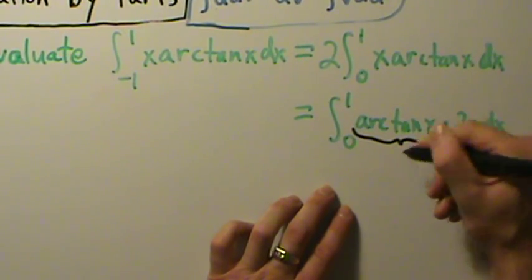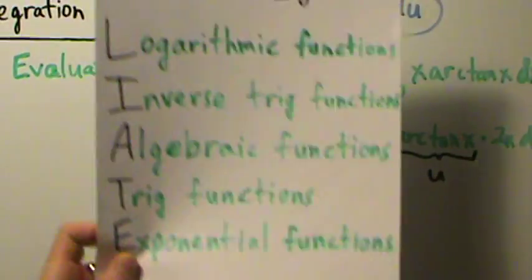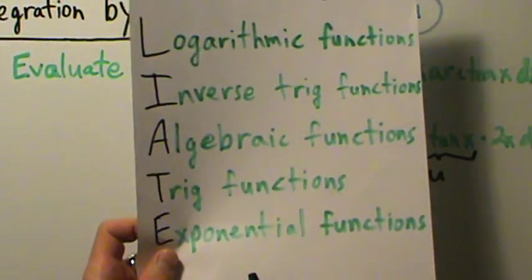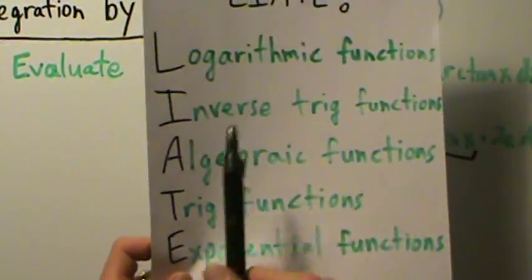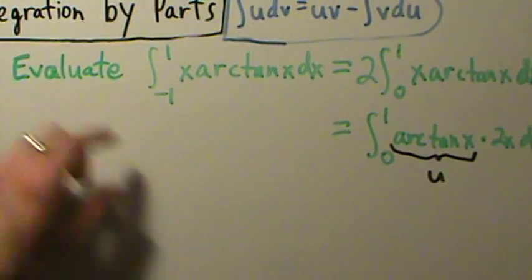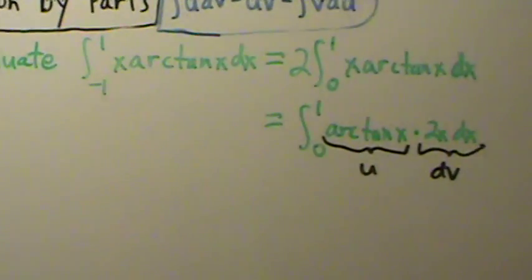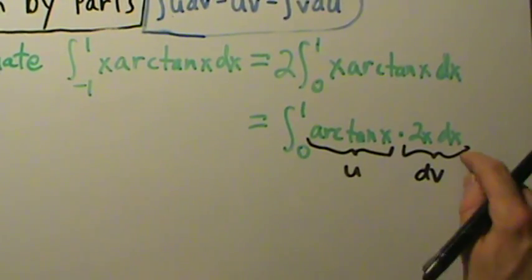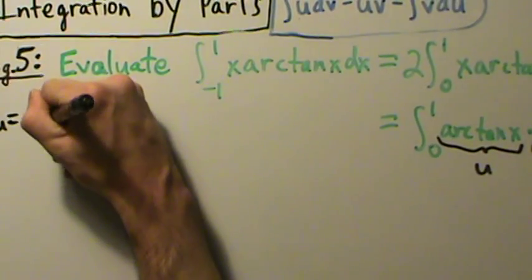So if u is the arctan of x, remember we just chose u to be the arctan of x because that's what this LIATE rule tells us to do. Choose u to be the inverse trig function because it appears above algebraic, and that's all we have, inverse trig and algebraic. So choose u to be this, and then dv is forced to be everything else, including the dx. So let's come over here and write that. So u equals arctan of x.